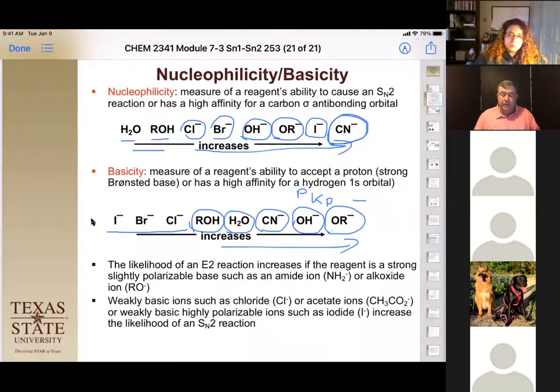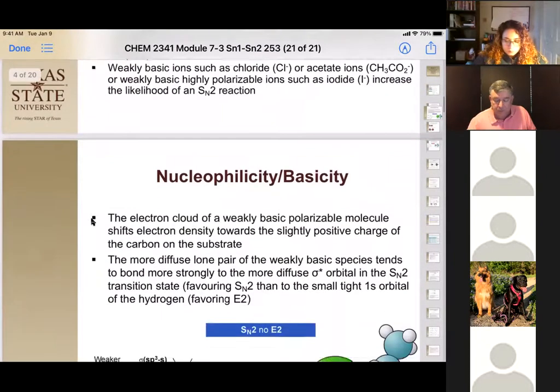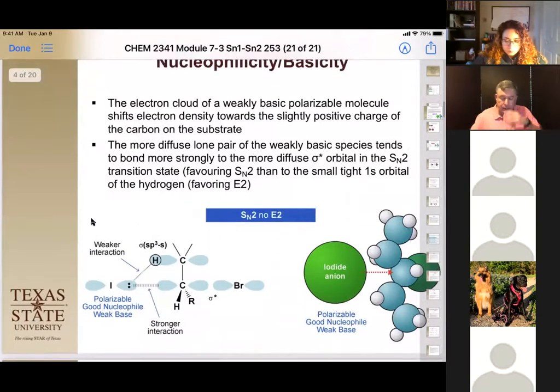And then things that are very weakly basic, like chloride or acetate ions, are more likely to do an SN2 reaction because of that high polarizability and weak basicity. Okay, so let's look at it from the electronics perspective, okay? Compare and contrast our nucleophilicity with our basicity here.